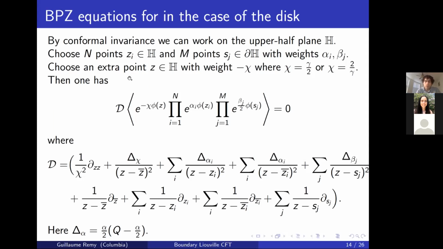What's important to look at on this slide is the correlation in the middle. You just choose some n arbitrary points in the bulk, so in H, and m arbitrary points on the boundary. So this is really an arbitrary correlation. But what you're adding is this extra point at, let's say, a point z in H with this chi, which now has a special value: minus chi is gamma over 2 or 2 over gamma. And then you can show that if you apply this operator that's written here, a pretty big second order differential operator, to the correlation, you get 0.